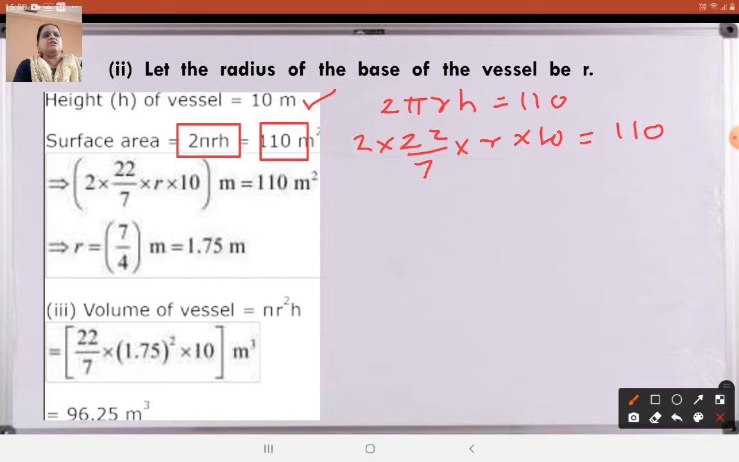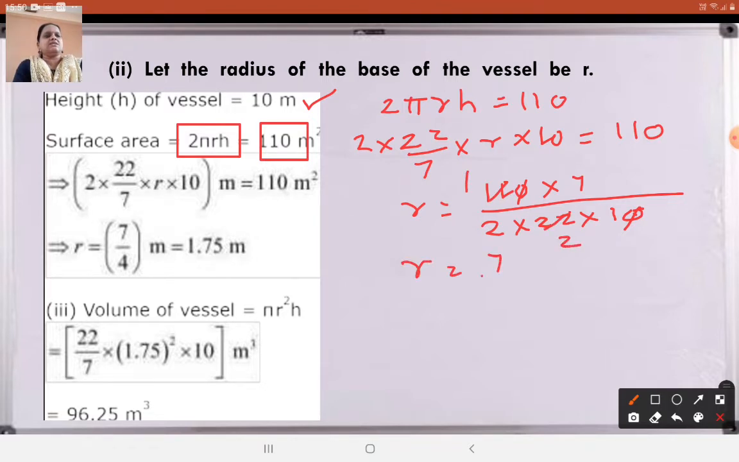Now bring all these terms to the left hand side. So r equal to, the denominator 7 will go in the numerator, and the remaining terms in the denominator. Correct? So the zeros will get cancelled. 11 ones are 11, 11 twos are 22. So we will get the r value as 7 upon 2 twos are 4. So this is your r value.